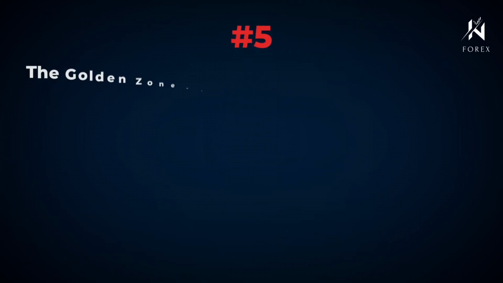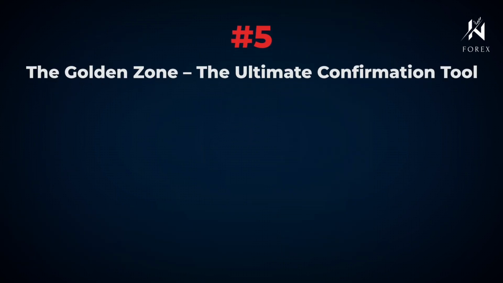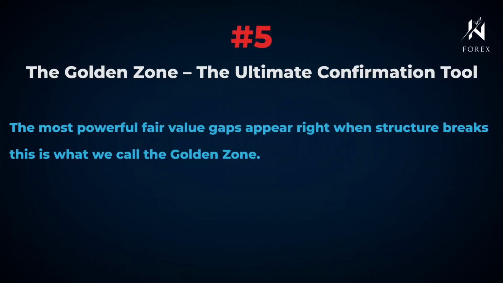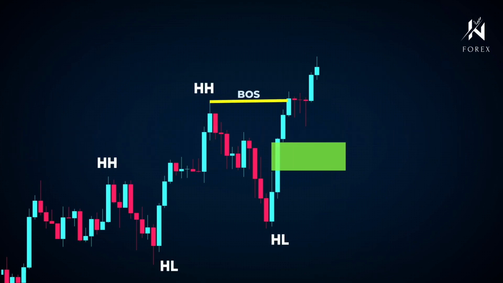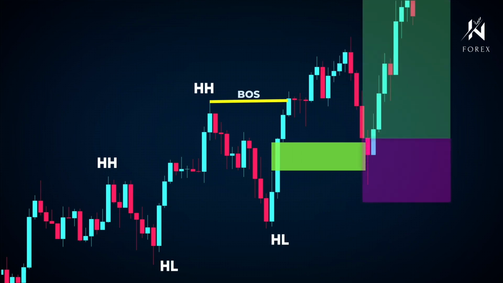Hack number 5. The Golden Zone. The ultimate confirmation tool. The most powerful fair value gaps appear right when structure breaks. This is what we call the Golden Zone. Here's how it works. In a bullish market, price forms higher highs and higher lows. When a previous high is broken, look for a fair value gap in that area. Wait for price to pull back into the gap before taking a buy entry. This strategy aligns your trades with smart money, giving you the best chance of catching explosive moves.